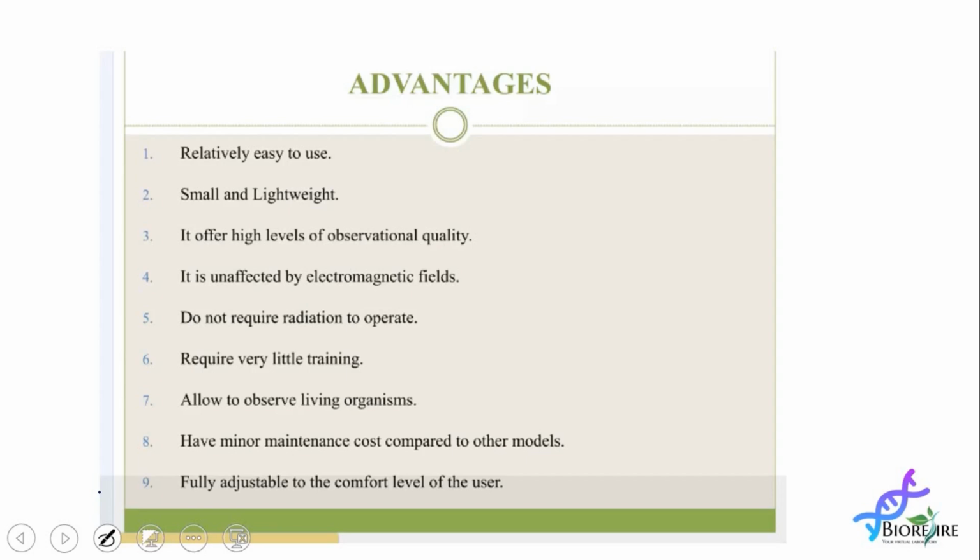Now, what are the advantages of the microscopic technique? It is relatively easy to use, small and lightweight. It offers a high level of observability and quality. It is unaffected by electromagnetic rays, does not require radiation to operate, requires very little training, allows observing living organisms, has minor maintenance cost compared to other models, and is fully adjustable in comfort level for the user.